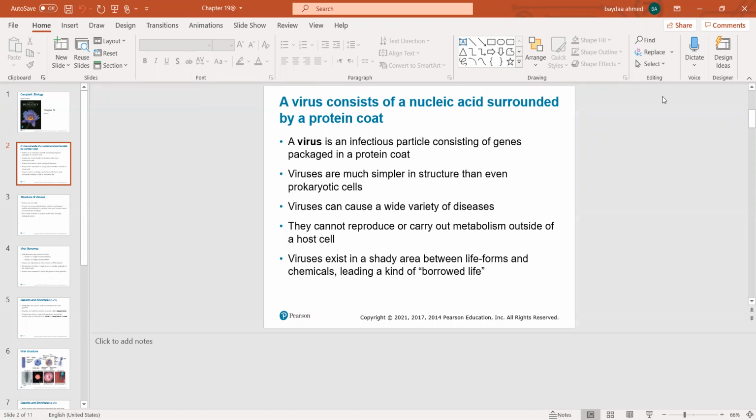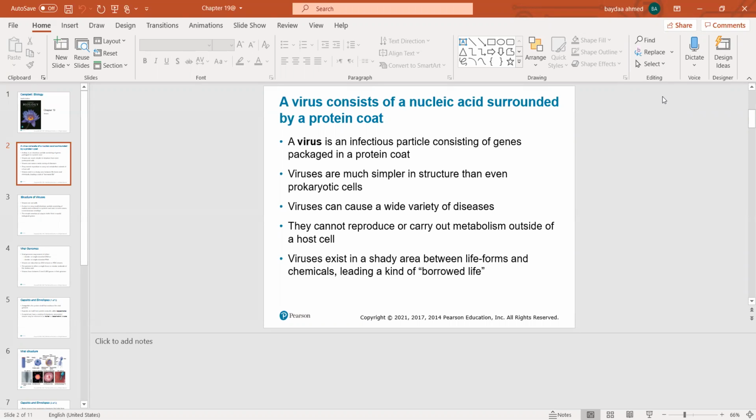Compared with eukaryotes and even prokaryotic cells, most viruses are much smaller and simpler in structure. A virus is an infectious particle consisting of little more than genes packaged into a protein coat. Are viruses living or non-living? Early on, they were considered biological chemicals. The Latin root for virus means poison.